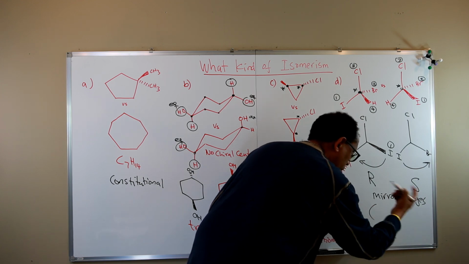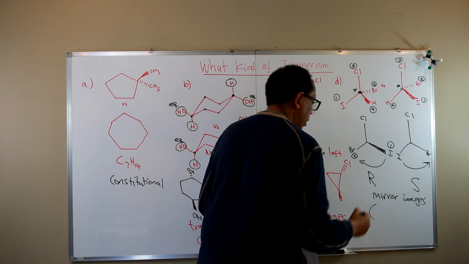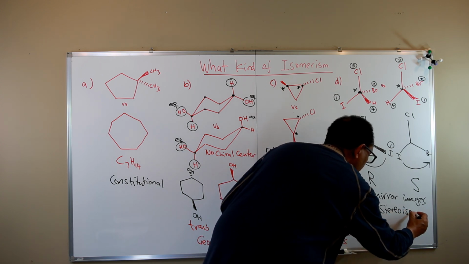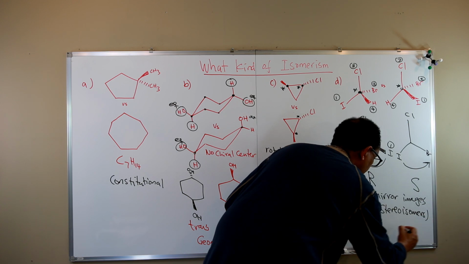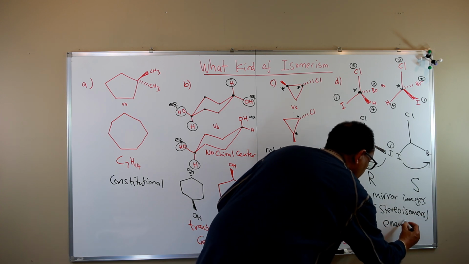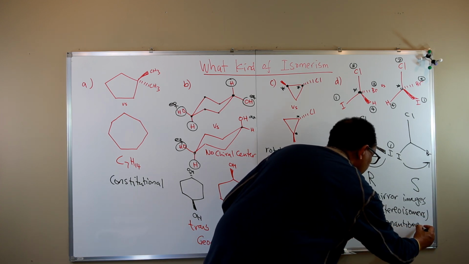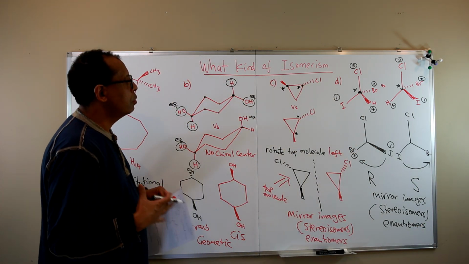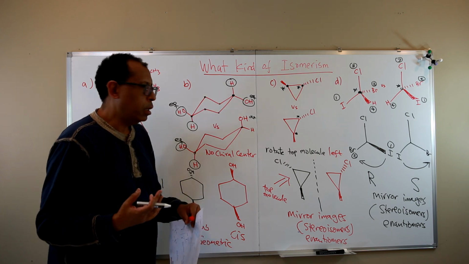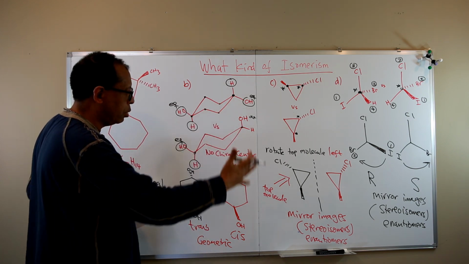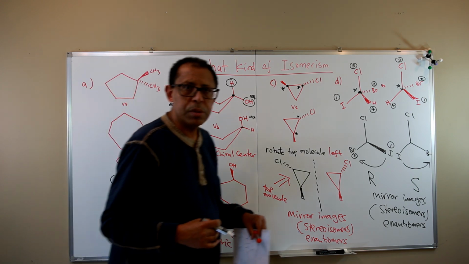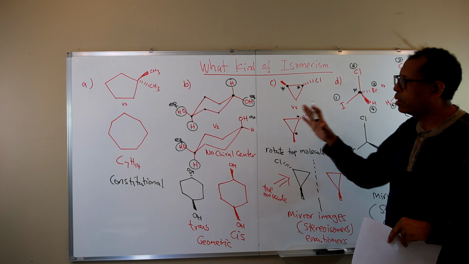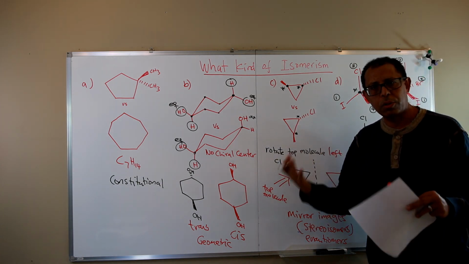Specifically mirror images, and with one stereocenter. They are stereoisomers. Specifically, they are enantiomers. So this is how you would figure out the stereochemical relationship between different compounds. In the next one, we'll do more exercises on how to assign R and S.